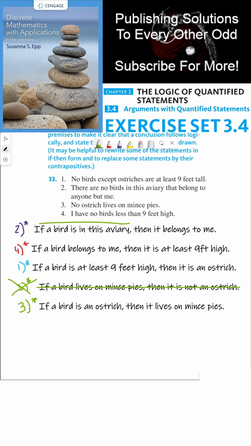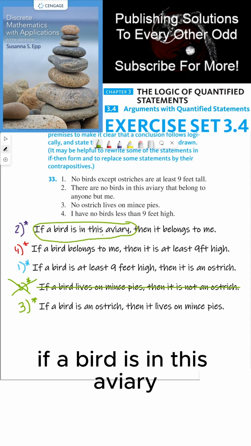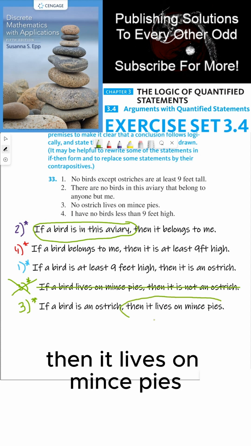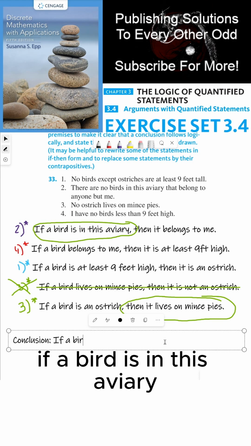So ultimately, what we really have is this chain of implications that shows that if a bird is in this aviary, then it lives on mince pies. So the conclusion, therefore, is if a bird is in this aviary, then it lives on mince pies.